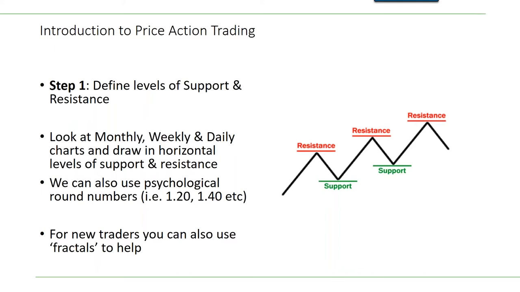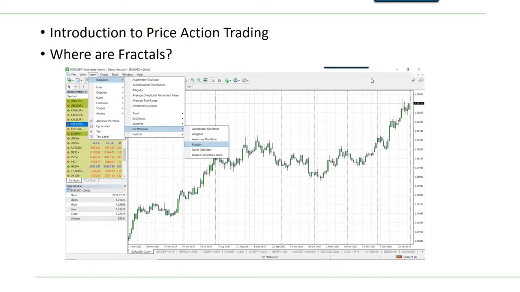Okay, so that makes it a little bit easy once you can see it put into true existence. So we're looking at monthly, weekly, and daily charts to draw in horizontal levels of support and resistance. But we can also use psychological round numbers. You'll find that humans are quite lazy. You will see when you look at an instrument that people will just place a pound against the dot. We use simple psychological round numbers because we round up.